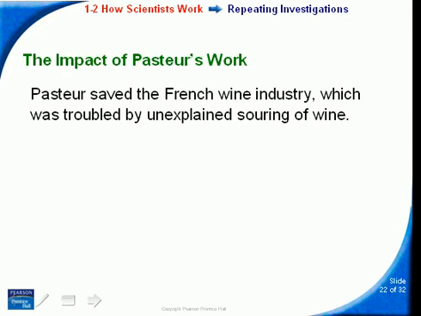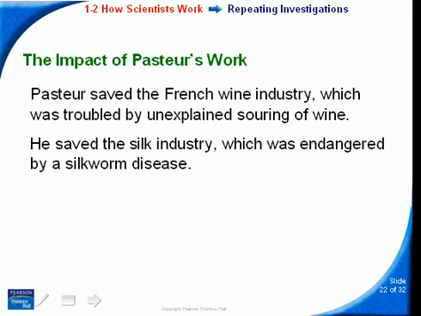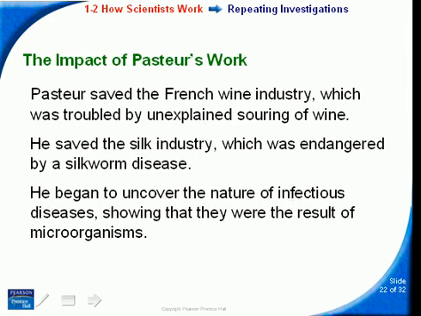Pasteur's work helped the wine industry and the silk industry, and from there they figured out how infectious diseases occur. So his contributions were very important. In fact, one of the processes they use to get rid of microorganisms is called pasteurization. You probably have heard that your milk is pasteurized.